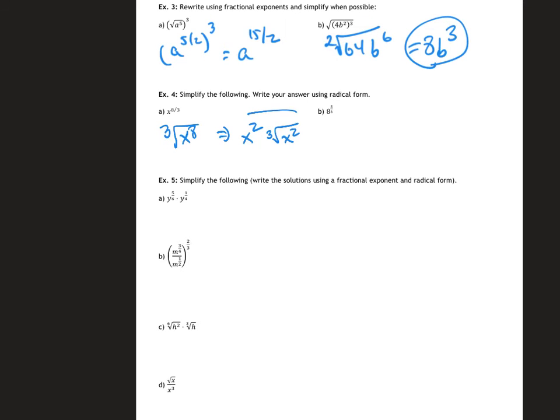So I have the cube root of x squared. That cube root is going to stay there. That cube root index has to be bigger than your remaining exponent. That's a way to check and make sure you're doing it correctly.